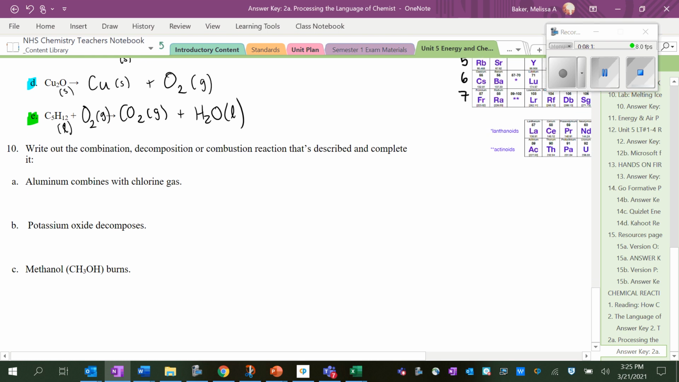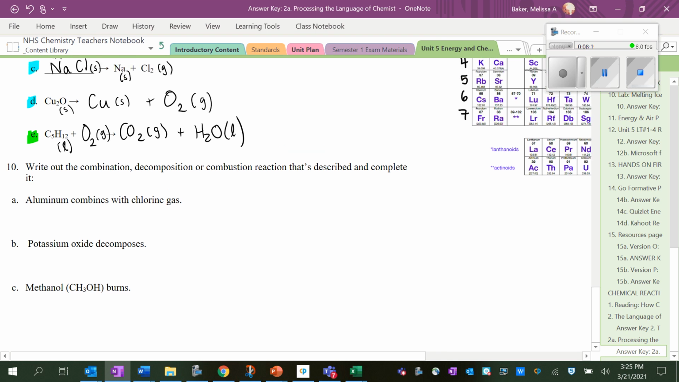And then write out the combination, decomposition, or combustion reaction that is described and complete it. So we've got aluminum, which is a solid, combines with chlorine gas. Chlorine is in Hofbrinkel, so it gets a 2. And then we're going to crisscross. So aluminum's a +3, chlorine's a -1. So this will be AlCl3, which is ionic, so that's a solid.